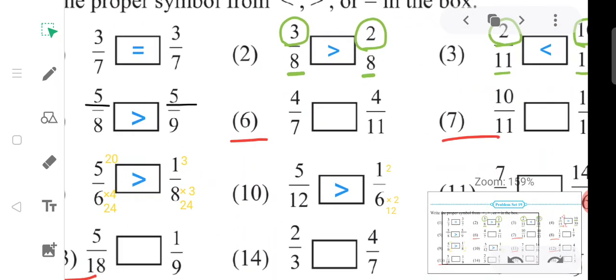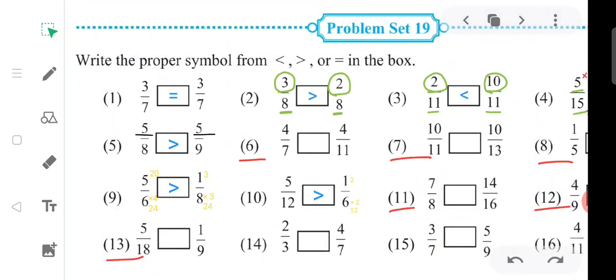Now come to next one. Next one is 14. Here the fractions given are 2 upon 3 and 4 upon 7. Here again denominators are different. Denominators are 3 and 7. So first we have to find the common multiple of 3 and 7. So 21 is the common multiple of 3 and 7.